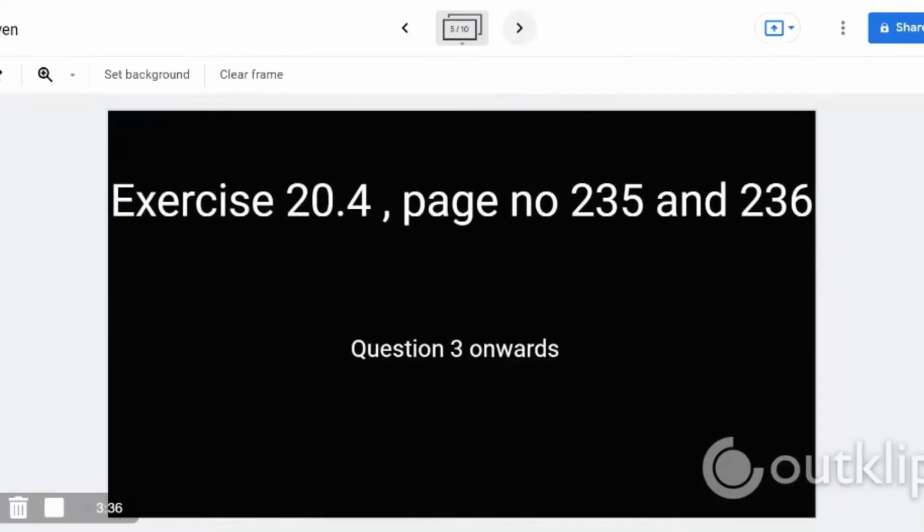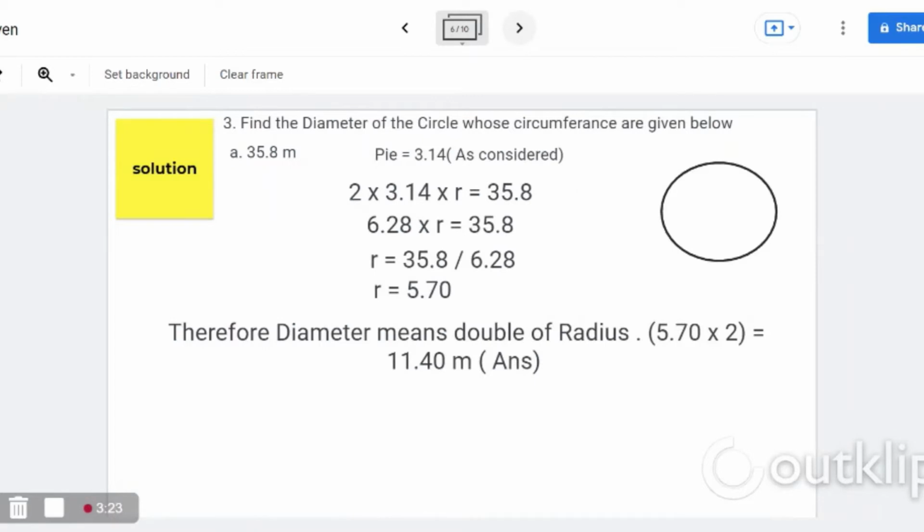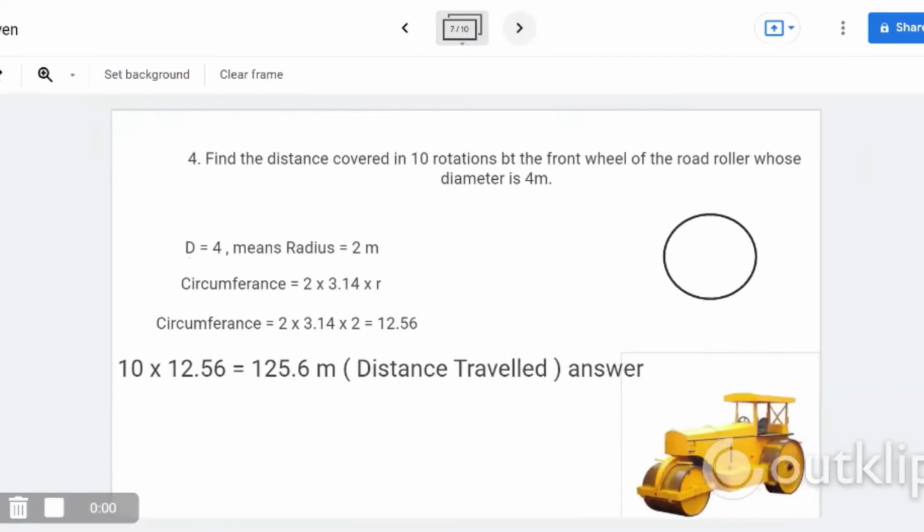With this, now let us come to our exercise 20.4, page number 235 and 236. In today's lesson, we shall be starting from question number 3 onwards, as we have already completed 1 and 2. This is your question number 3. But before I do question number 3, I would like to go first to question number 4.